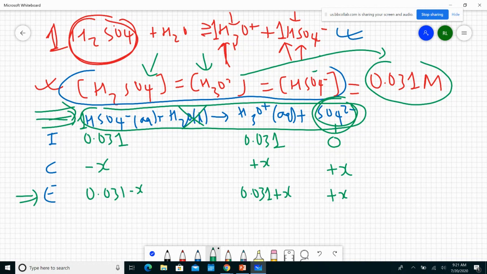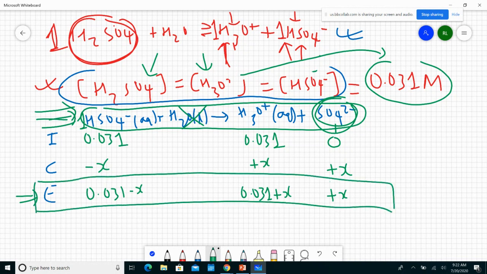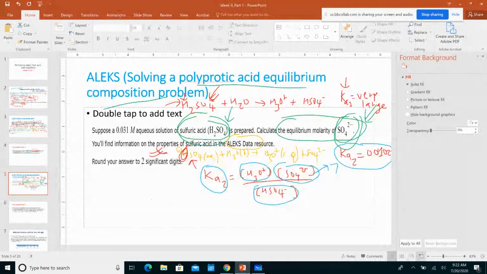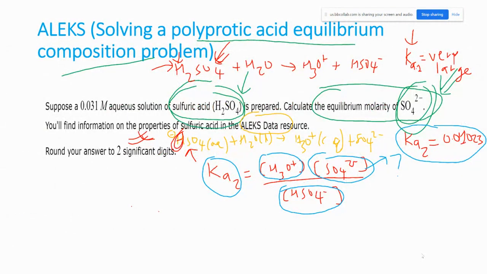All right, so just remember. Now I can use the K2 expression, right? Because the K2 expression can be used for the equilibrium concentrations of these species. Again, make sure you have written down your notes. So let's go back to our slide and see if I can plug in these values. All right, so now let me write down whatever value I got at equilibrium. I'm going to use this equation, right? So the K2 value has been given as 0.01023. The concentration of H3O plus, the equilibrium concentration that I found, was 0.031 plus X. The concentration of sulfate anion is something I do not know. From our ice table, it was the X value. So I'm just going to write down X here.